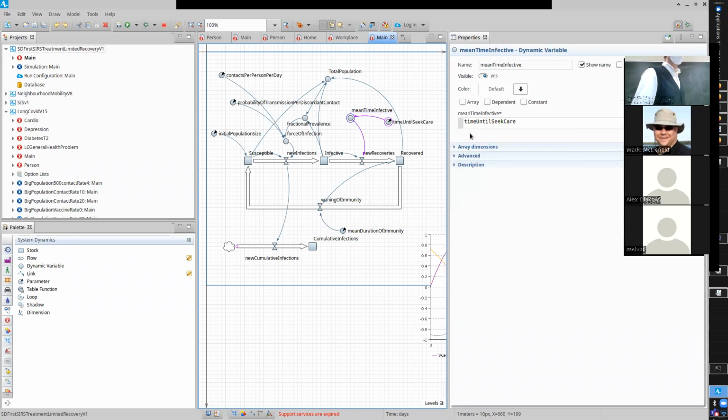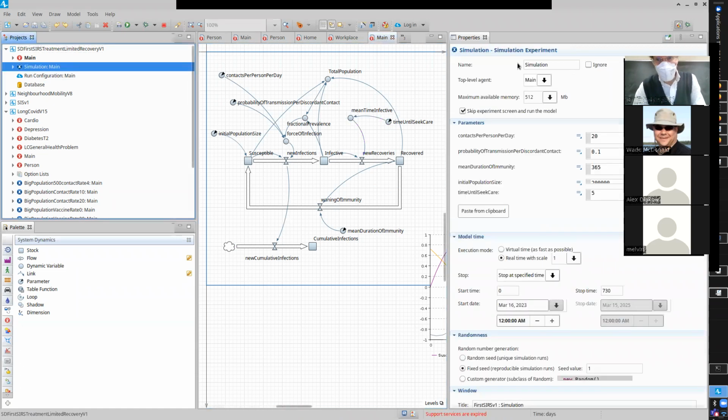I said it to be given by the parameter. So now let's run this model. Right now it's called simulation. Let's call it baseline. It can be a baseline simulation, and let's run this.